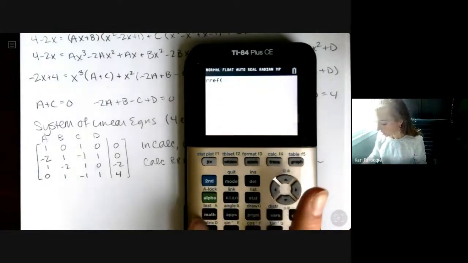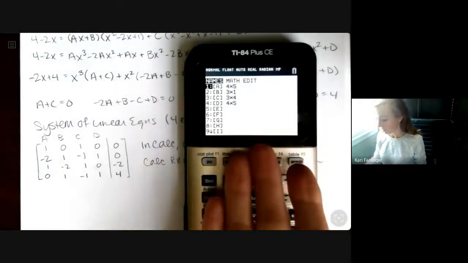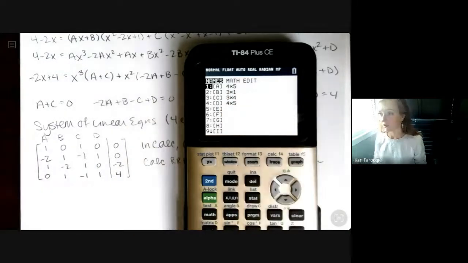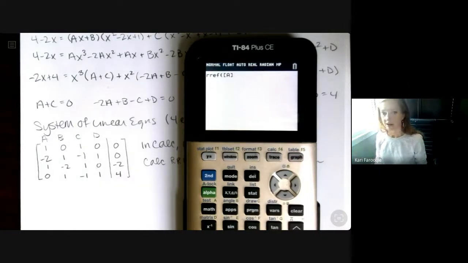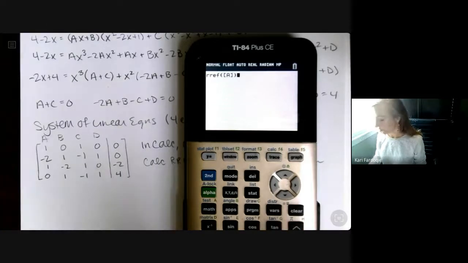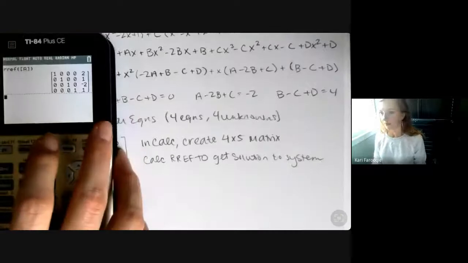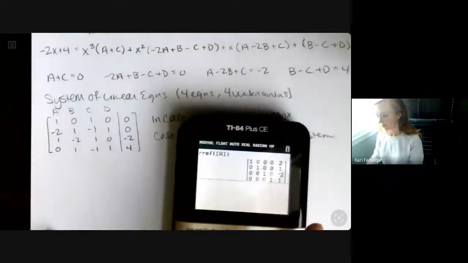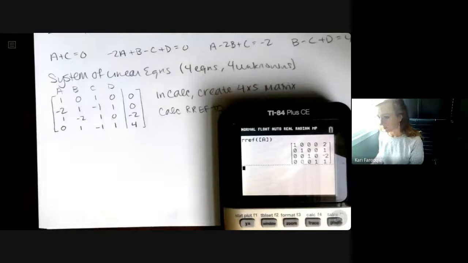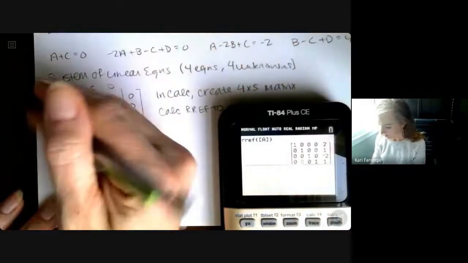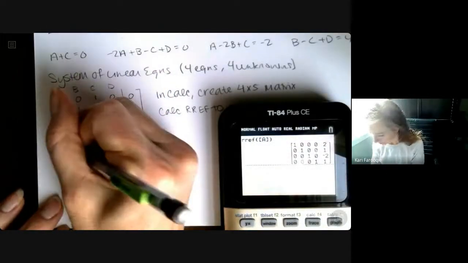So you're going to go back to your matrix menu, and these are just the names. We entered this as matrix A. Just use A, it'll make your life easier, and hit enter. Then it's going to say, all right, we're going to do reduced row echelon form on matrix A. You can close the parenthesis if you want, you don't have to. Hit enter. What this does is it pops out something called reduced row echelon form, which you should have seen in college algebra.